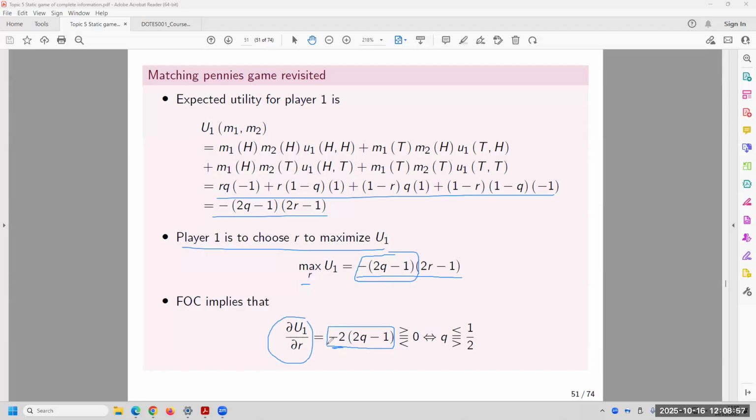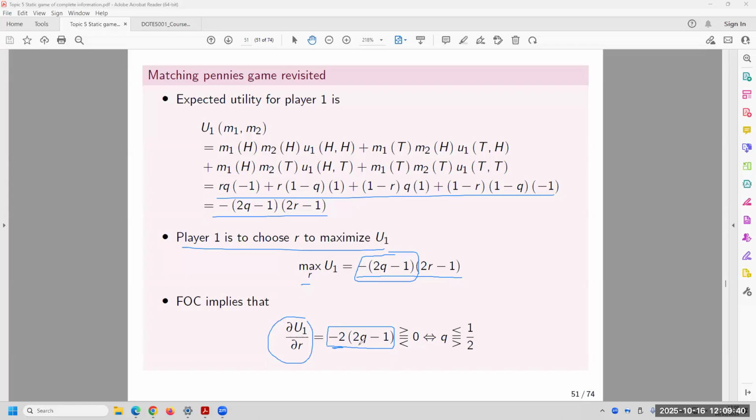And it turns out that this is positive or negative depending on whether Q is more than 1/2 or less than 1/2. If Q is 1/2, this is 0, which means regardless of what R is, anything is optimal when Q is 1/2. When the other guy is randomizing between head or tail, you don't really care what you do, because you want to be different from him. You're player 1, you want different.